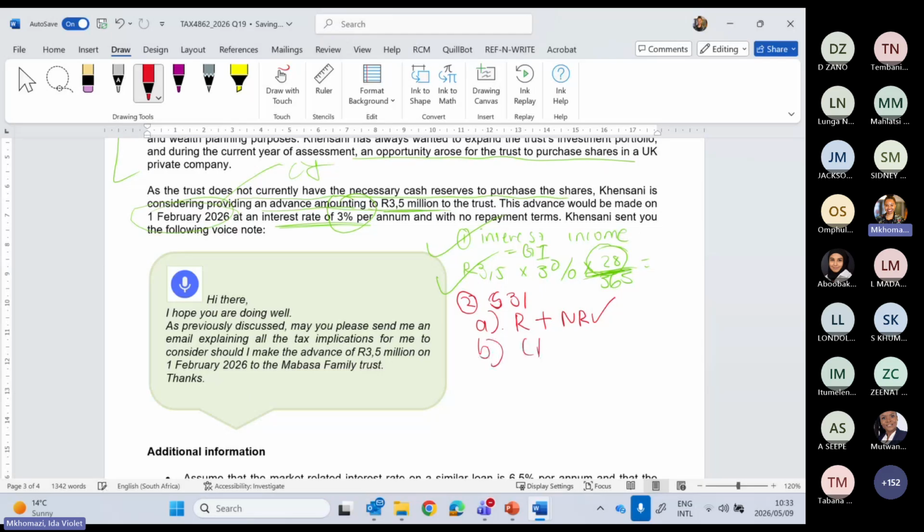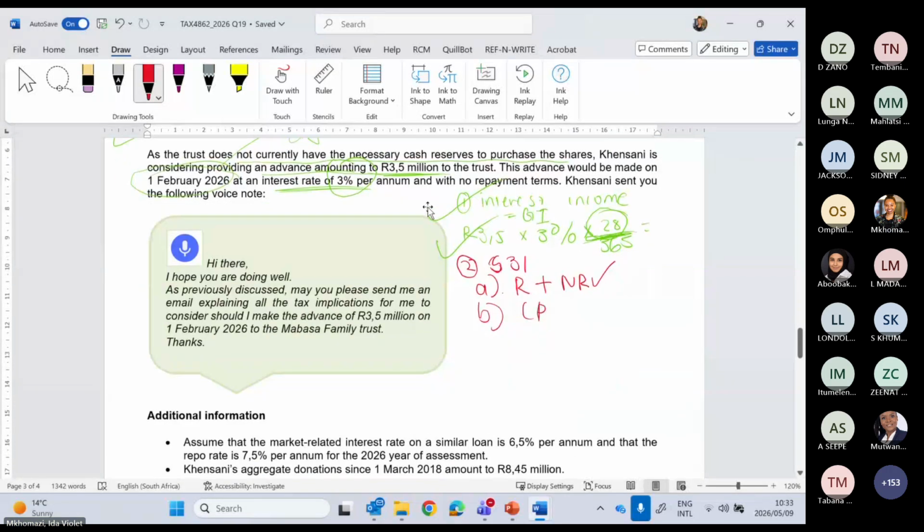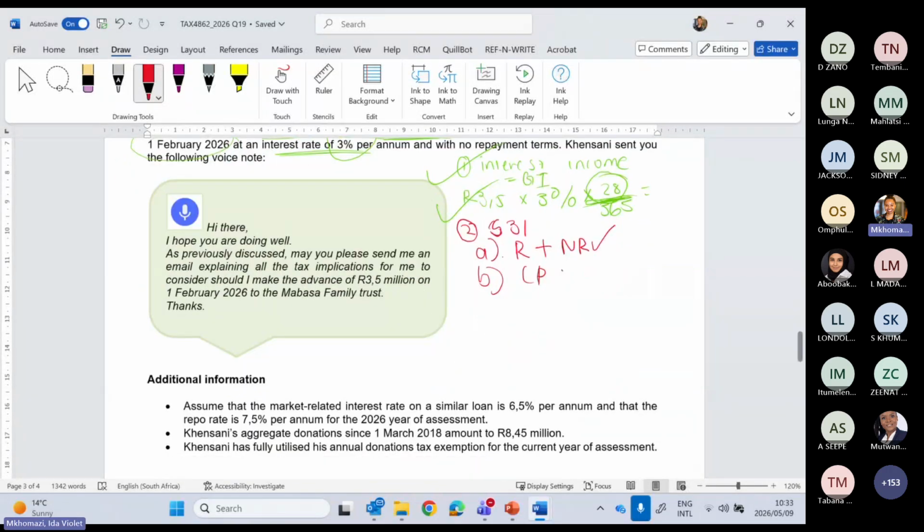Secondly, consider if the two parties are connected persons. And the answer is yes as well, because they told us that the beneficiaries of the trust are Kensani's children, and he is connected to his children. So therefore, it makes him also a connected person. Okay, so remember to highlight the definition of connected person in Section 1.